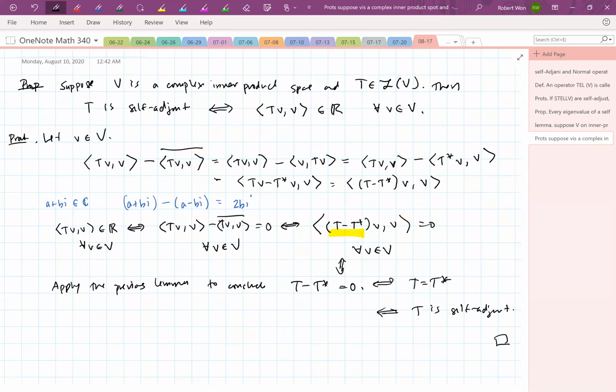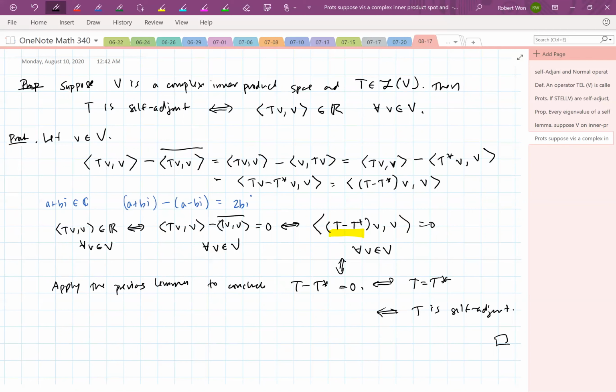Now, we've got some time left. We've still got like 20 minutes left. So now let's turn our attention to normal operators. And then hopefully next time we can at least state the spectral theorem in the complex and the real cases, which will involve self-adjoint and normal operators, which is why we're developing this right now.